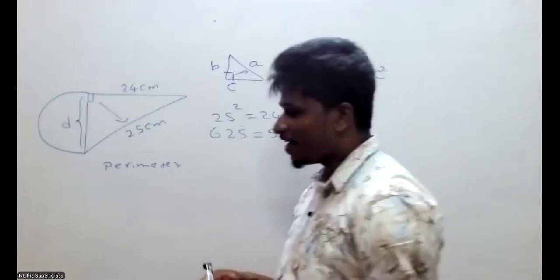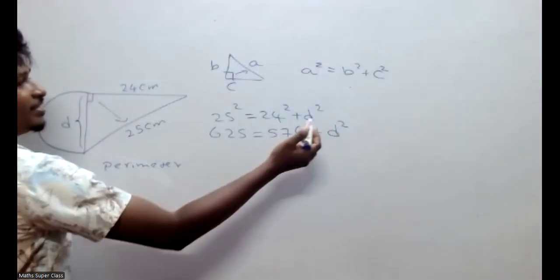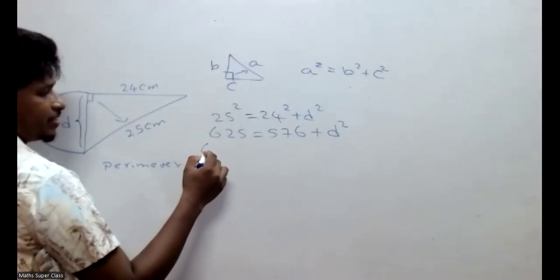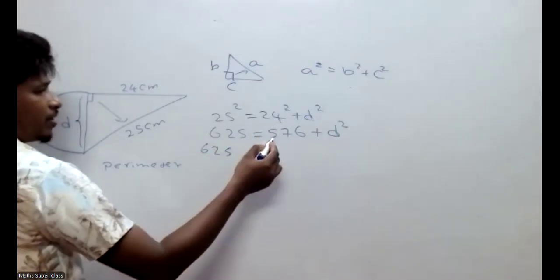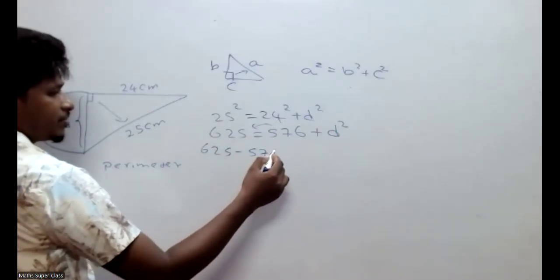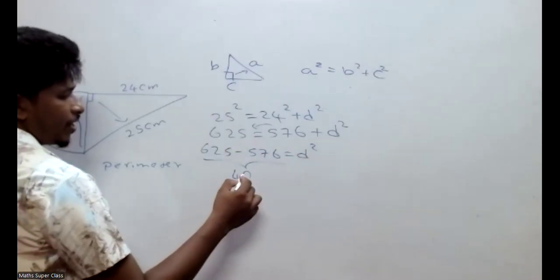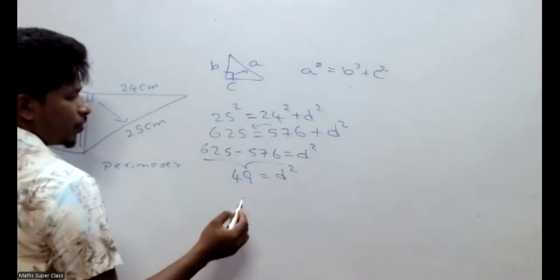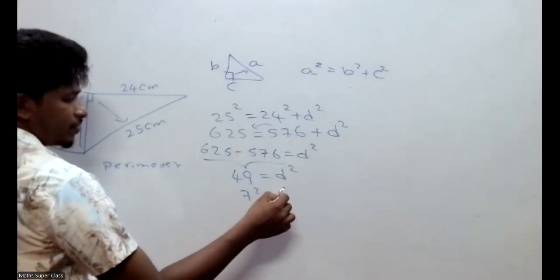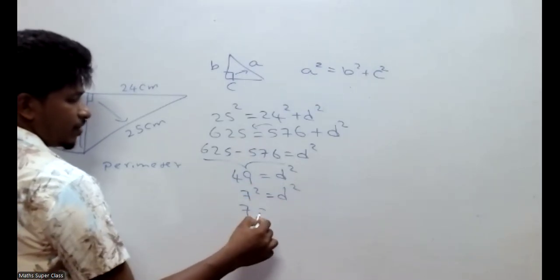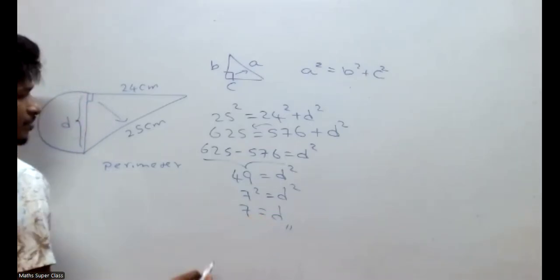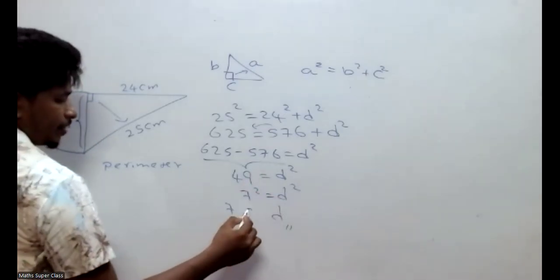Okay, so what to do? We have to make D square the subject. You know how to do that. 625 minus 576 equals D square. That is 49 equals D square. So 49 means 7 square equals D square. So 7 equals D. 7 centimeter equals D.